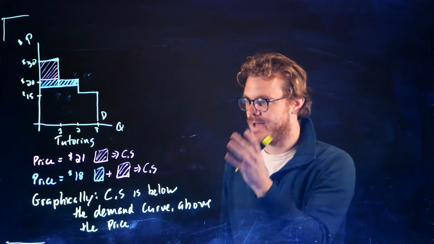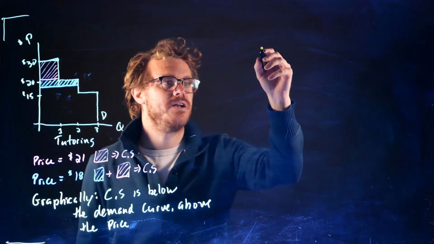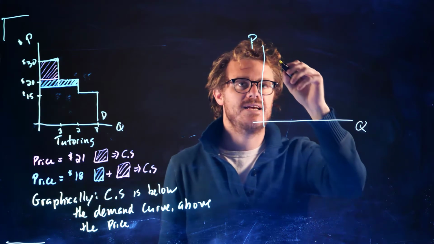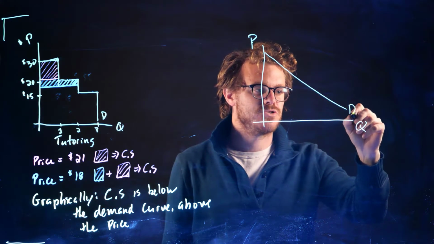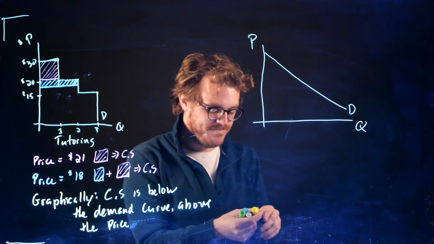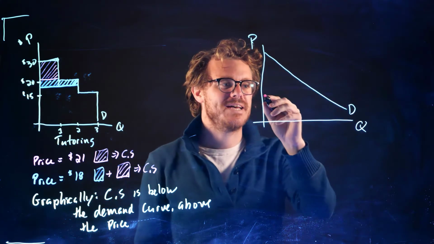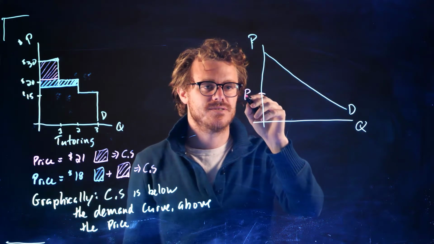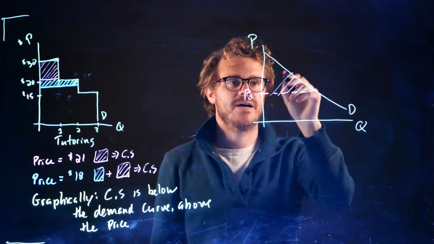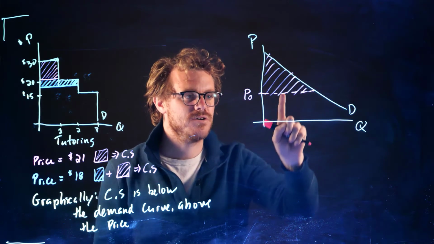So if we start to think about this more generally and have our normal demand curve, so let's draw another market over here, price and quantity, and let's say we have this nice straight demand curve with many buyers as opposed to this kind of stepwise one. And now what's happening is that, let's say the price was P0, this whole area is going to be the consumer surplus. Below the demand curve, above the price.